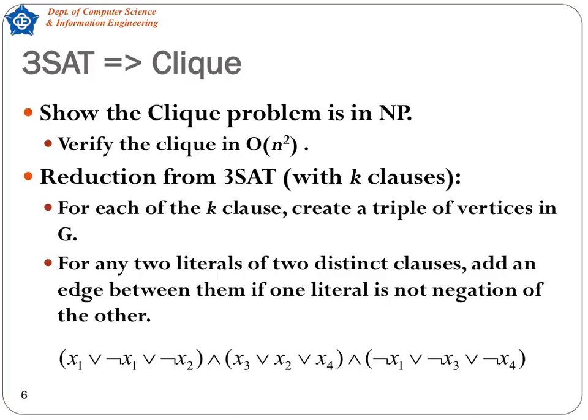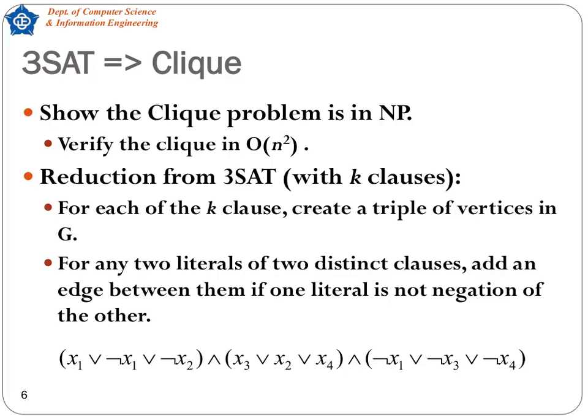First, clique is in NP. Given a set of k vertices, we can verify in O(n squared) time that every pair is connected, so checking a clique is polynomial. To establish NP-hardness, we reduce 3SAT to clique. Start with a 3CNF formula having k clauses and build a graph G as follows. 1. For each clause, create three vertices, one for each literal.